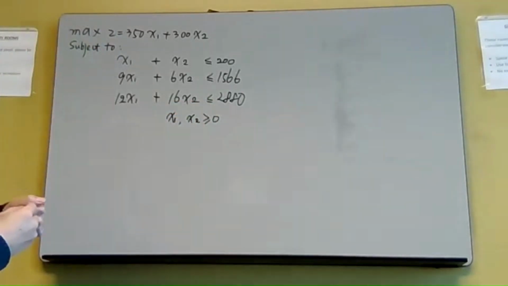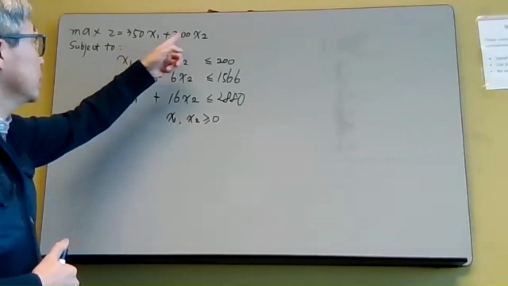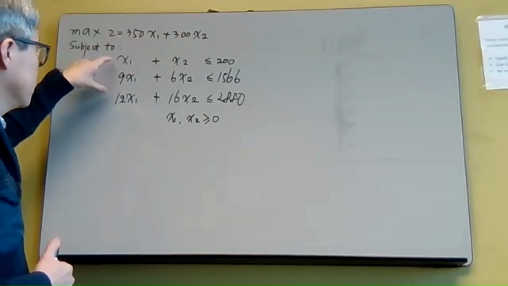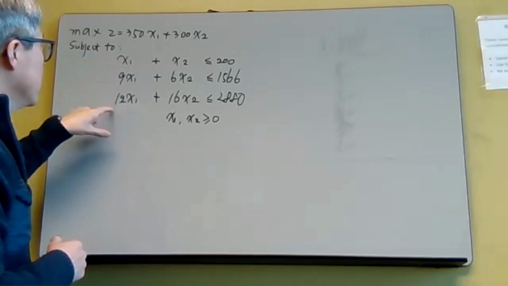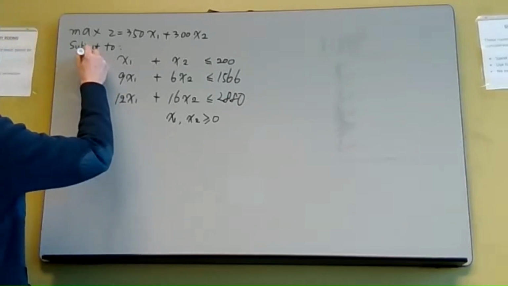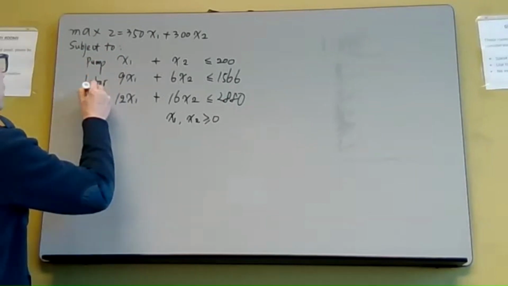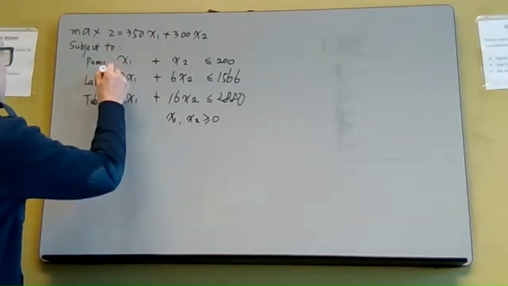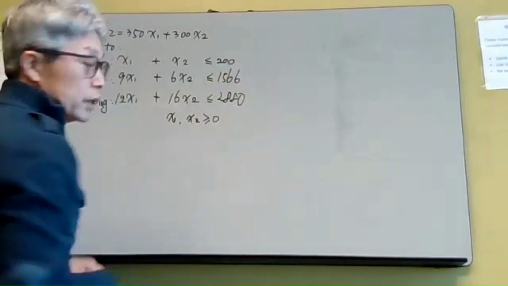So I try to maximize total profit Z. The price of X1 is 350, the price of X2 is 300. This objective function is subject to 3 constraints. The first one is the pump, second is labor, third is the tubing. So we have 3 constraints, and we have limited resources for these.